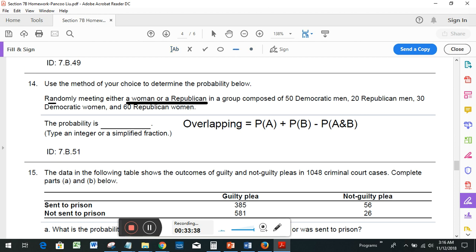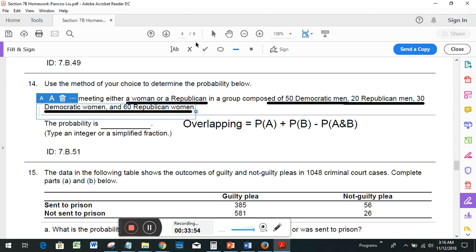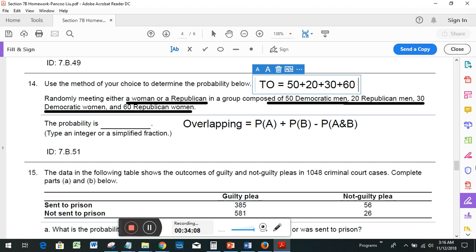Let's go ahead and continue reading. Randomly meeting either a woman or a Republican in a group composed of 50 Democratic men, 20 Republican men, 30 Democratic women, and 60 Republican women. So again, probabilities always need a total outcome. It has to be out of something. So let's figure out our total outcome first. We have 50 plus 20 plus 30 plus 60. This basically is 160. So we have a total of 160 people in this group.